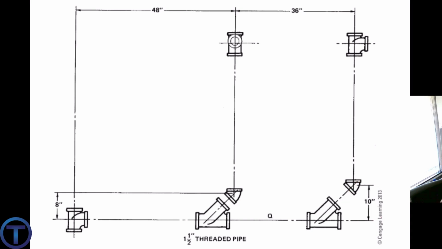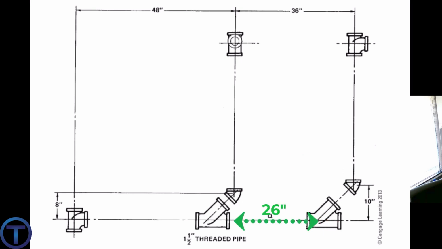But let's use what we know about triangles. These are right triangles with 45-degree angles. So if one side is 10, say that one on the right, then the other side of that triangle across the bottom is also 10. So we take that 36, we say, all right, 36 subtract 10, that's going to get me to the center point of the Y on the right side. Now what about the other side?